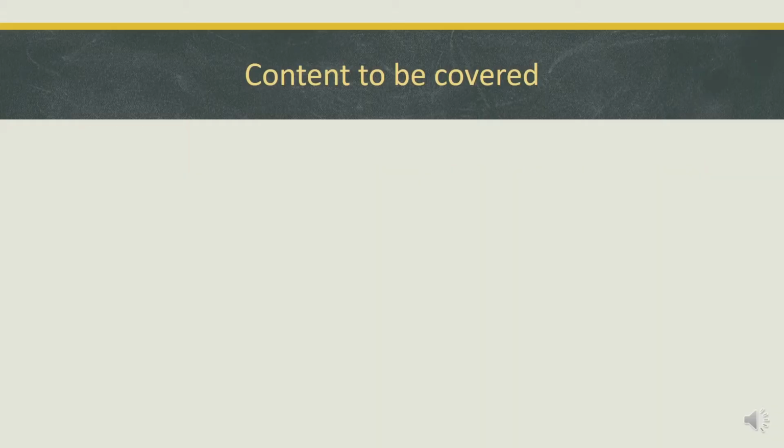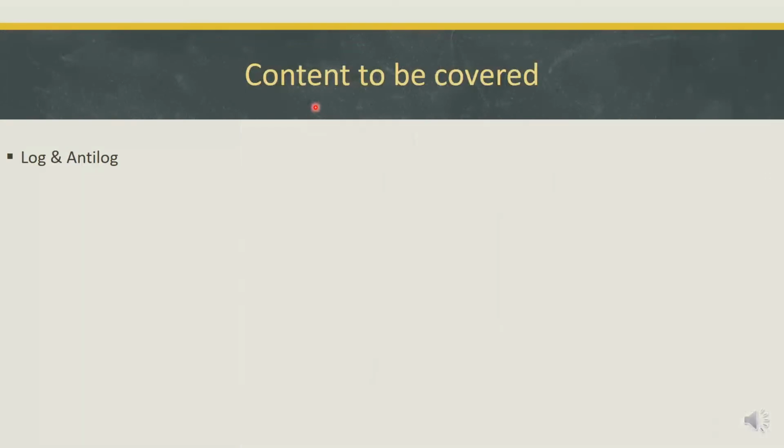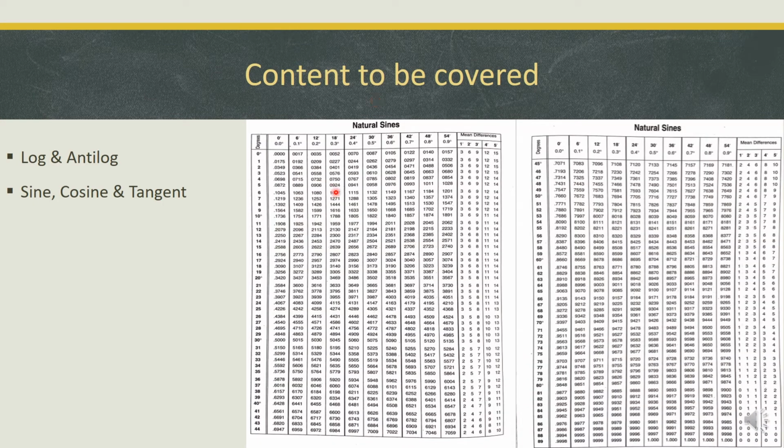The contents to be covered over here is, first of all, we'll be talking about log and antilog. This is how a log table looks like. Then we have antilog table. Then we'll be covering sine, cos and tan table. So this is how a sine table looks like. For a particular given degree, we can calculate sine of that degree. So let us say theta is 15, so we can calculate sine 15 from here.